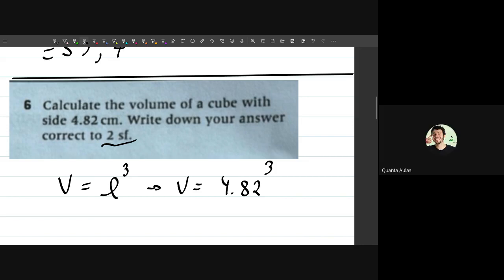Let me see. You put this in the calculator and you have 111. That makes sense because it's almost 5, and 5 to the power of 3 is 125. So it makes sense. But you need to put only 2 significant figures, and your number has 6. What do you need to do?